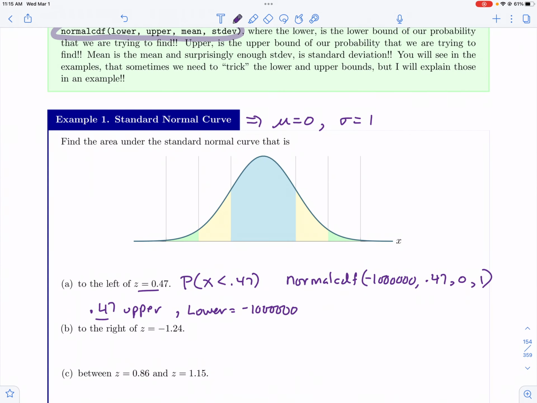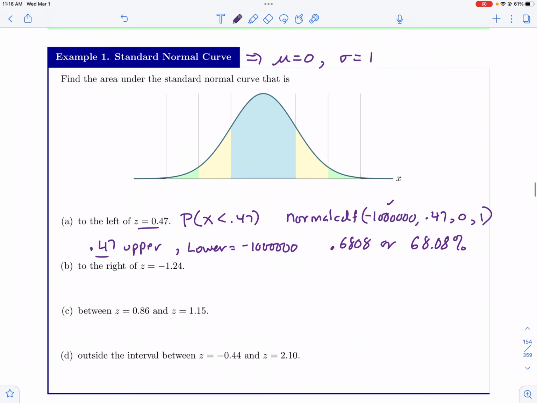So we've got 0.6808, or if you want to think of it as a percentage, it'd be like 68.08%. And so that's just what we're going to do for each one of these, try to decide which one's the upper bound, which one's the lower bound. And again, if we've got a trick like this where it's a strictly less than or a strictly greater than, we are going to have to make those upper and lower bounds ridiculously big or ridiculously small just to make sure we get accurate answers for these.